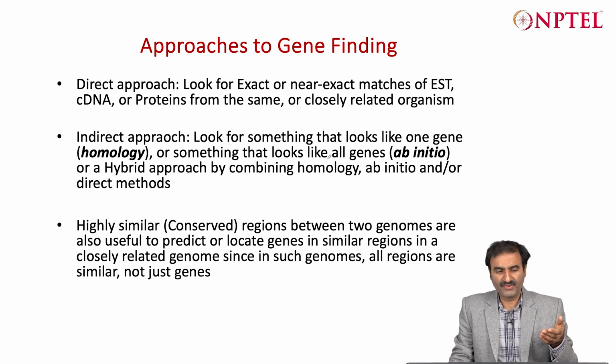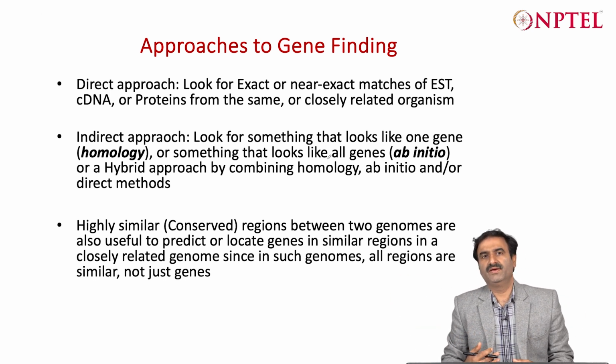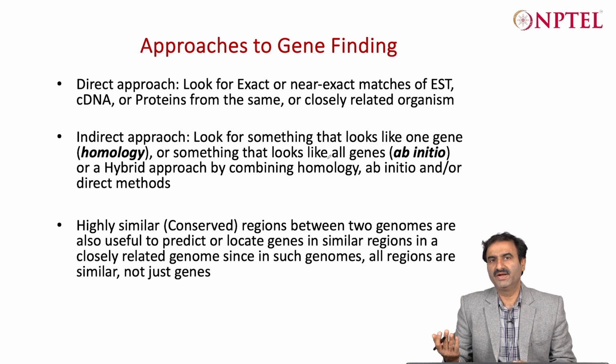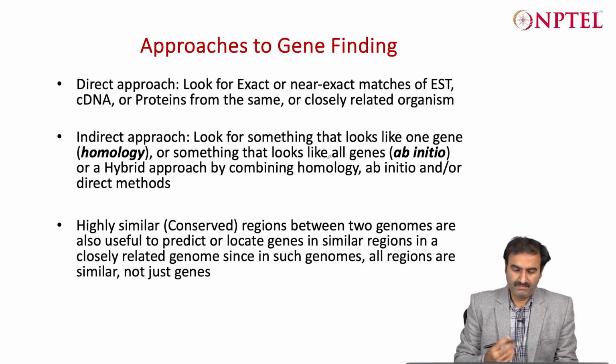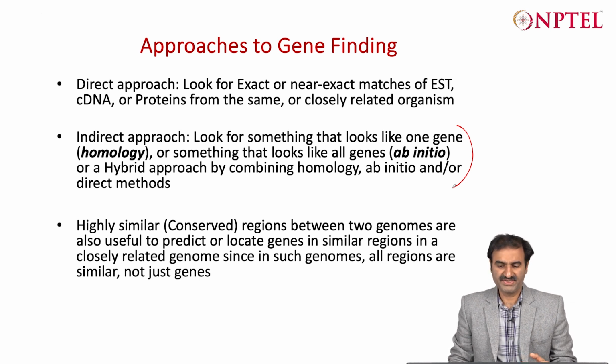Okay, so there are various approaches. A direct approach is finding direct evidence of the gene, like when you have done mRNA sequencing or found ESTs or complete RNAs, and those can be mapped onto the genome, and basically that could be the gene, okay. Or comparing with a closely related genome, or finding an identical or highly similar gene in the database, okay. Those are indirect. Otherwise you are looking for something that looks like a gene, or you are predicting a gene from scratch, right, ab initio, that we discussed earlier also.